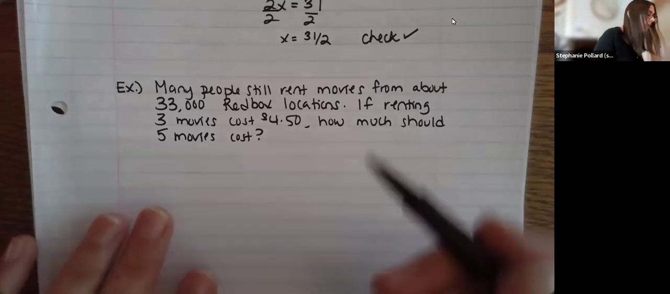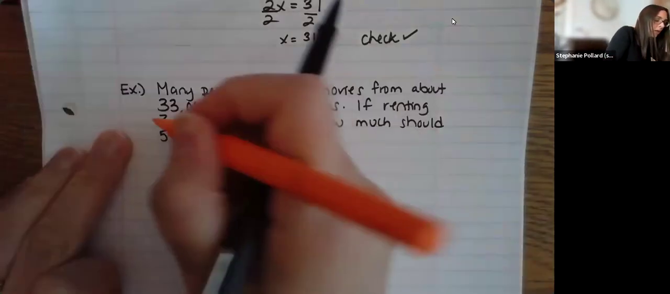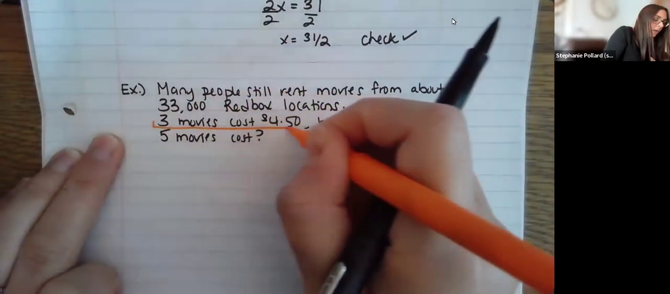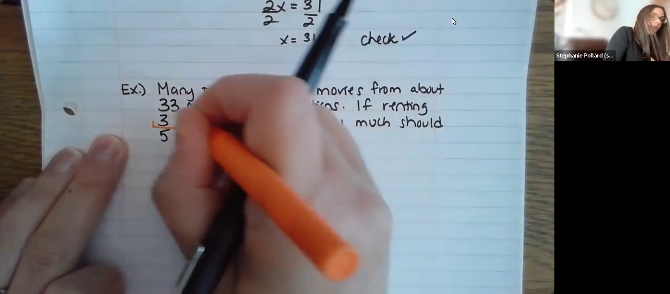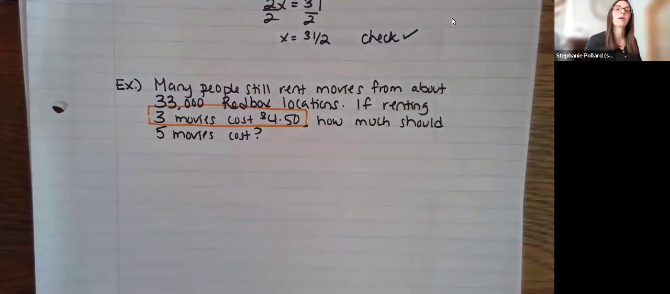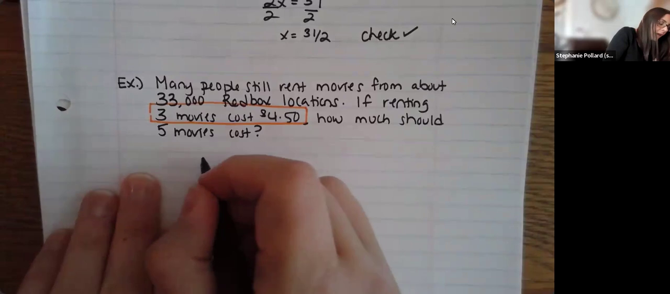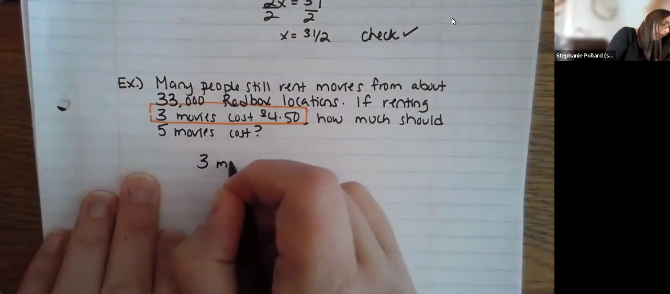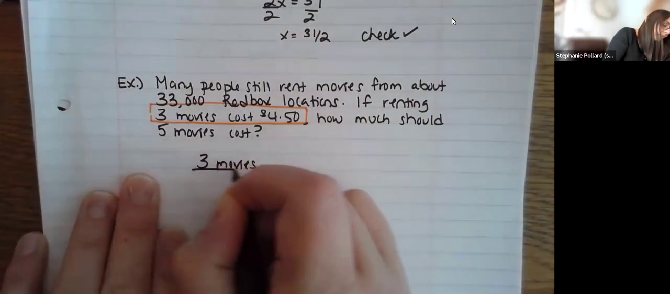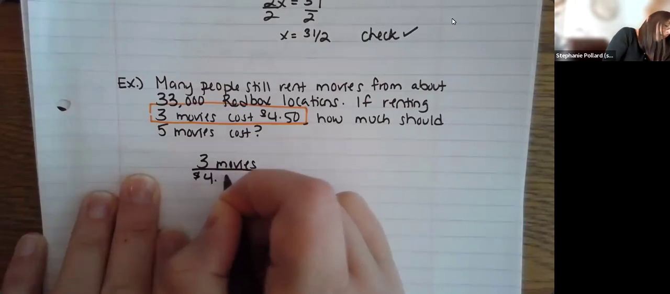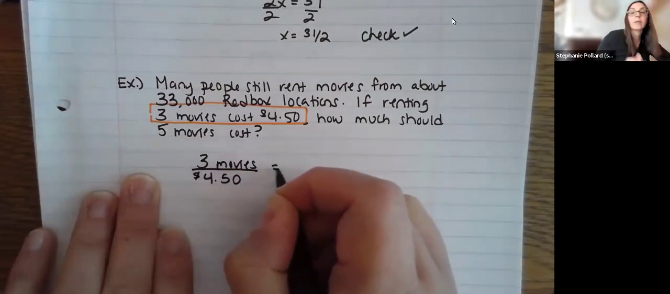So the way we do that is you need to have one ratio in completion. Meaning that you have a pair of data that goes together. And here I know that 3 movies are $4.50. So I'm going to start by making that my first ratio in my proportion.